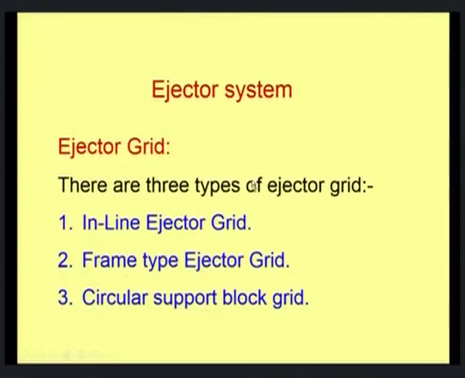Now, there are three types of ejector grid. One is the inline ejector grid, the frame type ejector grid, and then the circular support block grid. In all these the construction varies. The inline, as the name indicates, the injection of the resin into the cavity as well as the ejection all will be in one line. It all will be in one plane. In the frame type it is in a single frame, and in the circular support block grid, the support blocks are placed in a circular way.